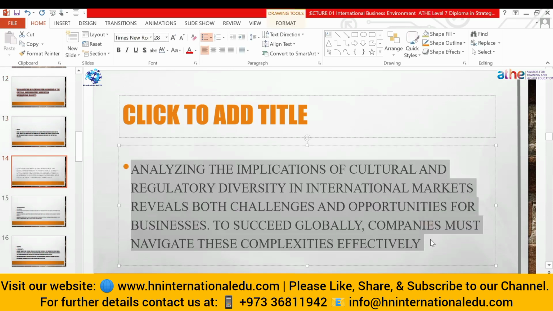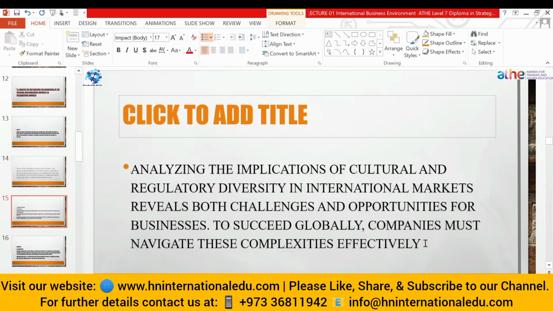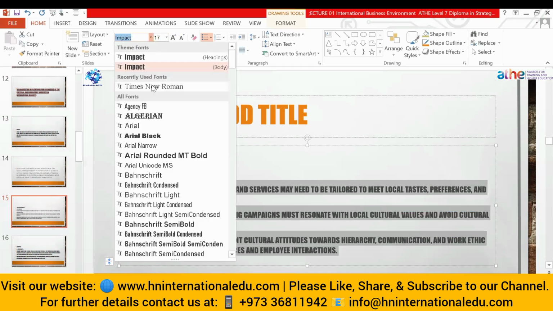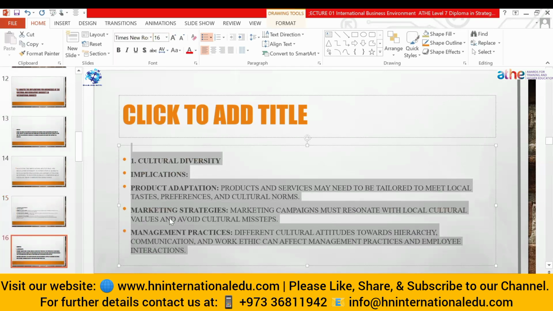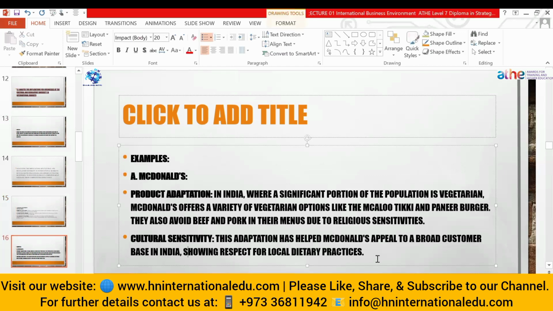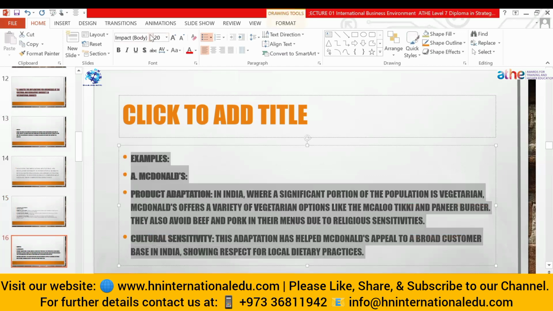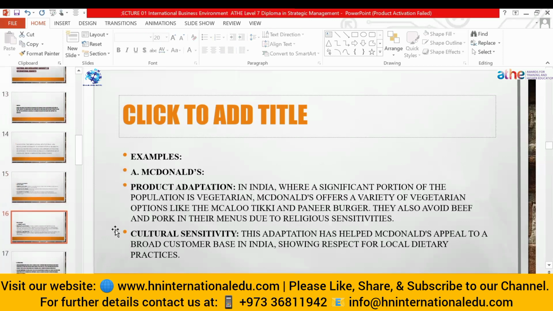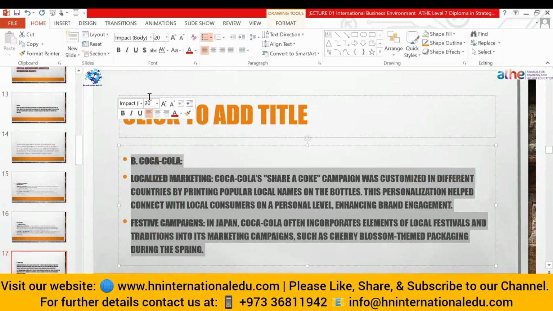Analyzing the implications of the cultural and regulatory diversity in the international markets reveals both challenges and opportunities for businesses. To succeed globally, companies must navigate these complexities effectively. That is, if you want to be successful in the market, rather than only working nationally, then internationally you have to work on your implications. That is, what problems or issues do you face in expanding your business from the national to the international level.